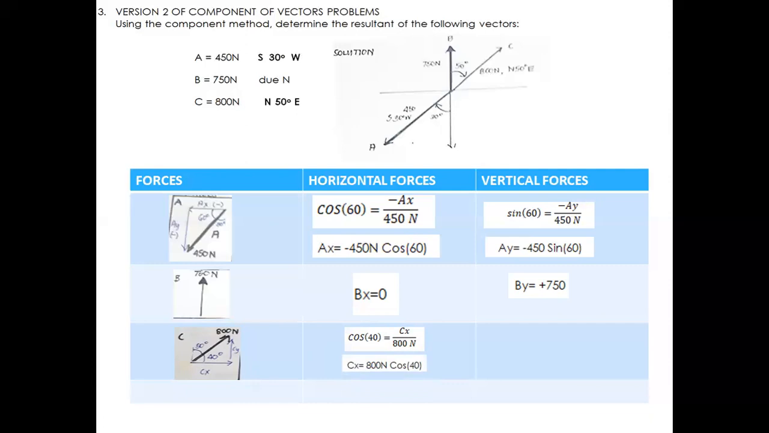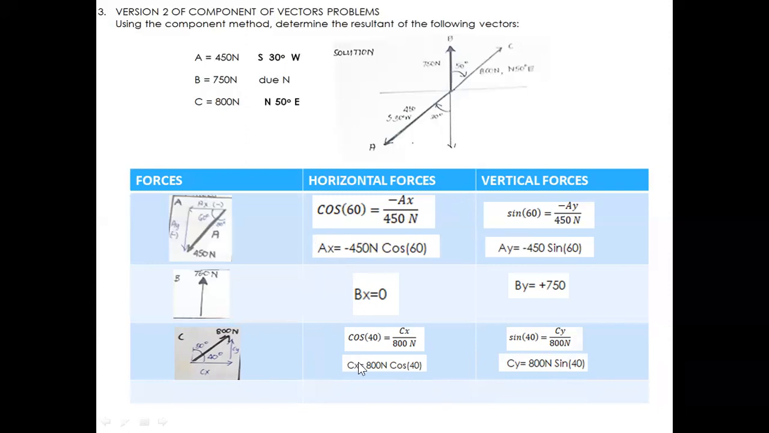And then for the vertical component force for C, this is positive Cy, and this is opposite, obviously. So sine of 40 degrees is equal to Cy all over 800 newtons. Then to bring out Cy, Cy is equal to 800 newtons cross multiply sine 40 degrees. The next step is to sum up the horizontal component forces.